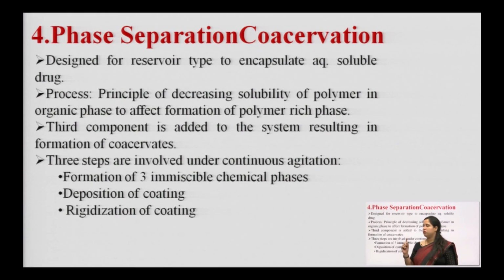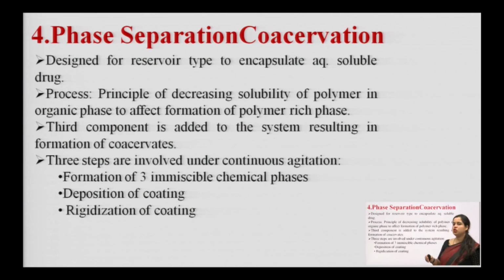I will show you with pictures, though basically 3 steps are involved in the phase coacervation technique. Number 1 is formation of 3 immiscible chemical phases. 3 immiscible chemical phases means the drug phase, the polymer phase and the third component phase, right. So, first of all you will make a 3 immiscible phase system. Now, deposition of the coating will occur as soon as you add the third phase into the system of polymer and drug. The formation of coacervates or small droplets will occur soon after adding the third component phase, right.